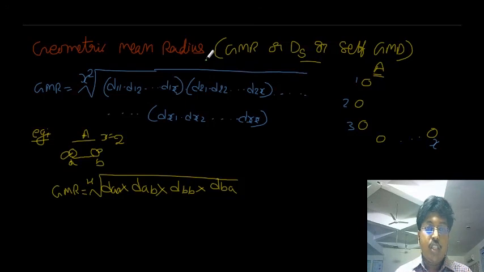This is the concept of GMR. I hope you understand this lecture: the flux linkages, how to calculate the flux linkage of one conductor in a group of conductors, the calculation of inductance of a composite conductor, and the concept of GMD and GMR. In the next lecture, we will discuss the calculation of inductance for a three-phase system. So, thank you.